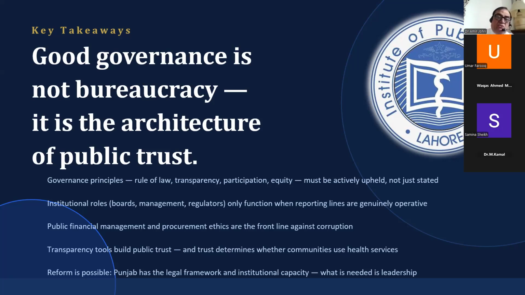It depends upon the manager. I like the word manager, not administrator, right? Managers manage things. Administration is part of it. And then I've just given the full lines, looking at the general principles we have talked about: institutional roles, financial management, transparency rules, tools. Reform is possible with the legal framework and institutional capacity. But at the end of the day, again, what is required is effective leadership.